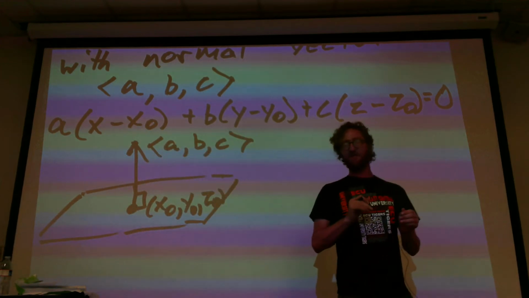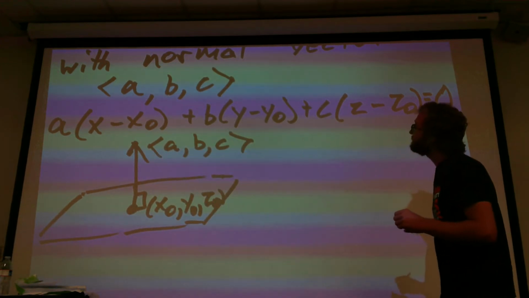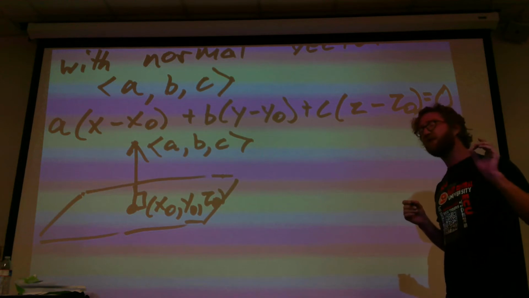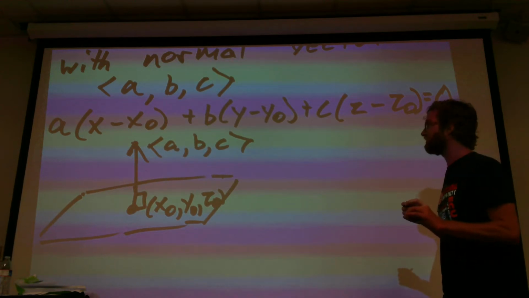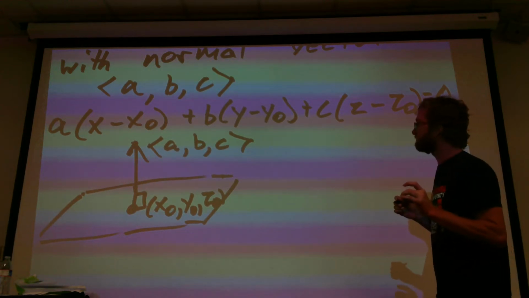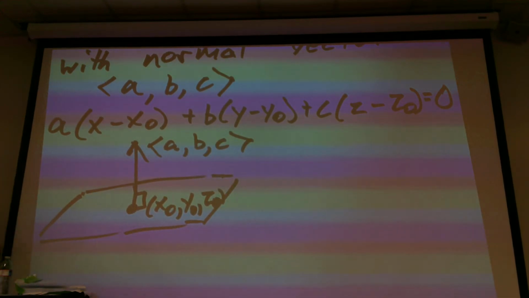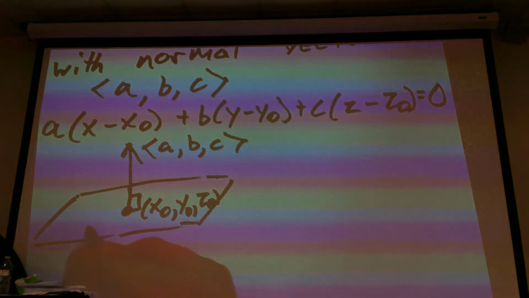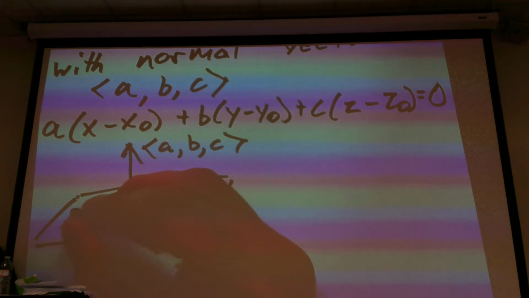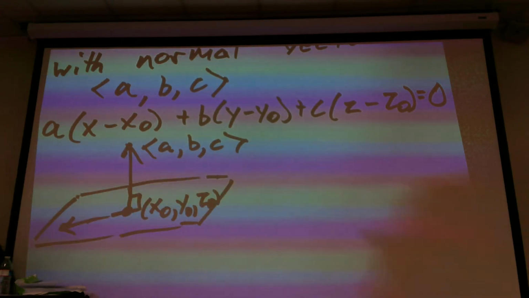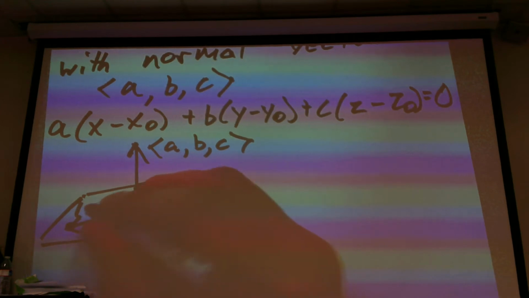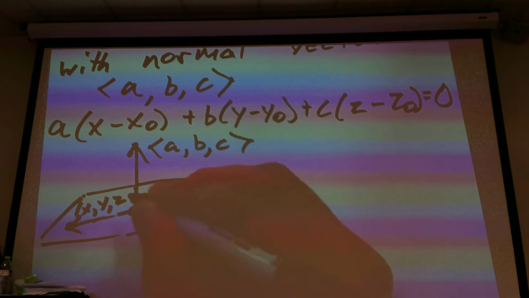So the dot product says that the dot product of two perpendicular vectors has to equal 0. So what is it really saying? If you have any vector that exists within this plane, okay, and we'll call this any point within the plane, that's x, y, and z.